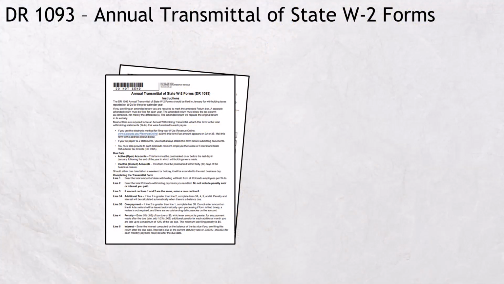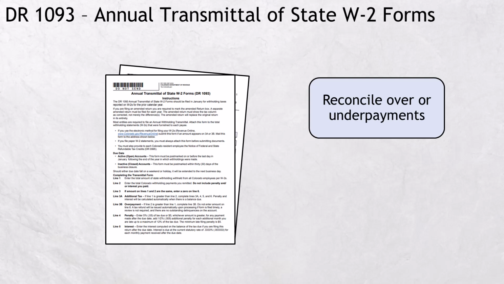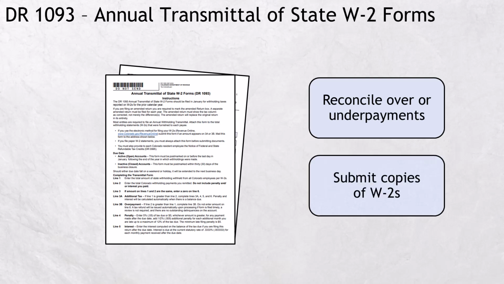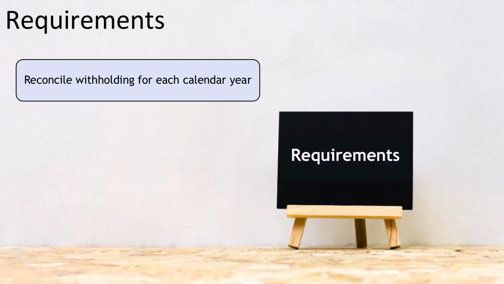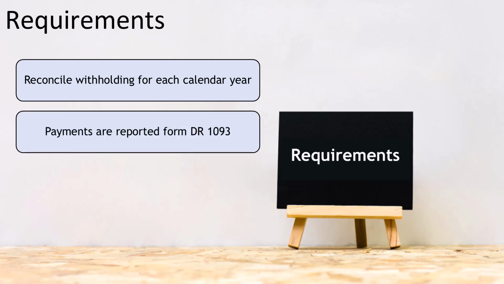Form DR 1093 is used for two purposes: to reconcile over or underpayments that could not be reconciled during the calendar year, and to submit copies of W-2s. Employers are required to reconcile withholding for each calendar year. This means verifying the total withholding payments for the year equals the total of all W-2s. Calendar year over or underpayments are reported on Form DR 1093.